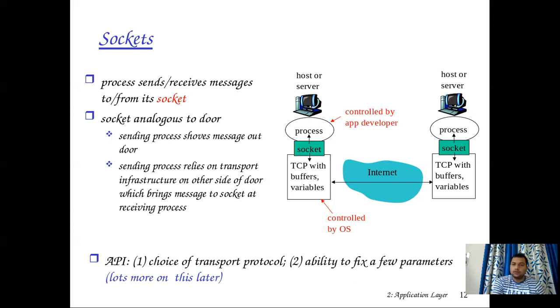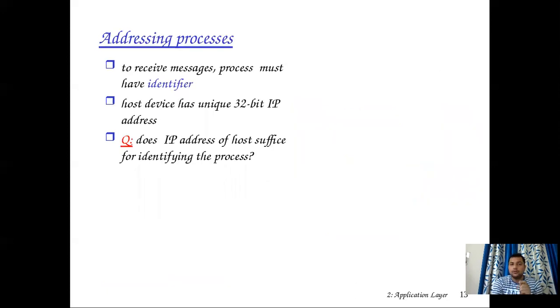So this is all about socket. Now we will go for its identification, because once you start sending and receiving messages, these processes must have an identifier. And we all know that whenever end-to-end communication happens, end nodes have their unique IP address for identifying themselves uniquely globally.